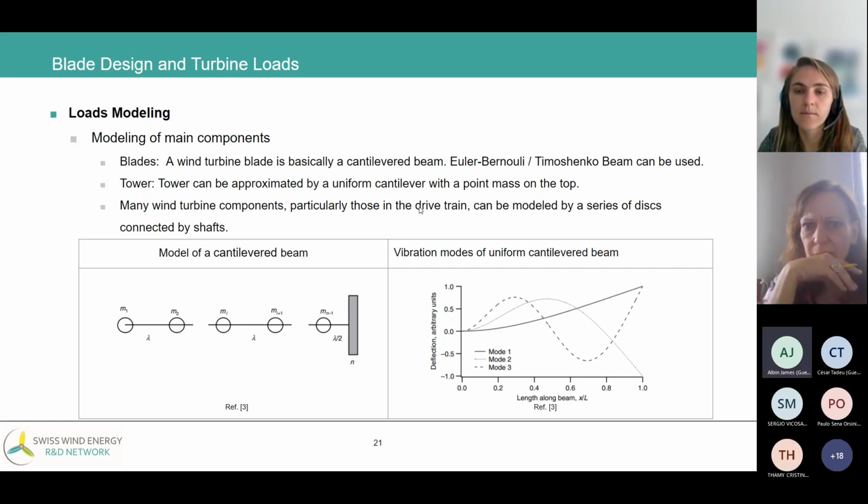Okay, thank you. And then for the cantilever beam, are you doing some mesh type of analysis? Are you dividing into a mesh?